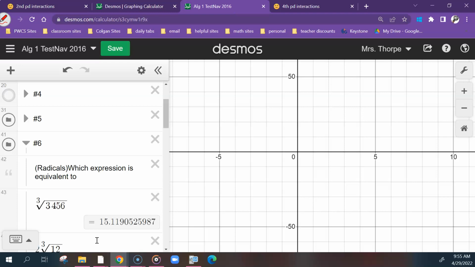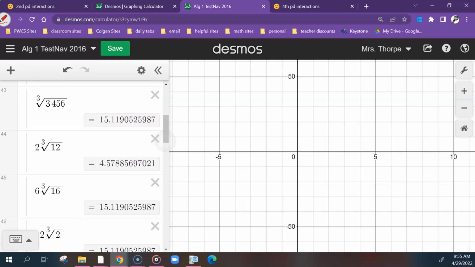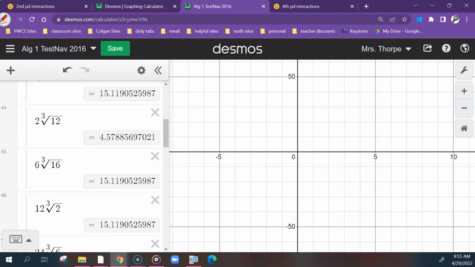Number 6 is just a cube root, so these you can put all in without any variables and see which decimal matches. So 15.1, it's B again. Yep. Now be careful with these because they like to put 2 of the same decimals.